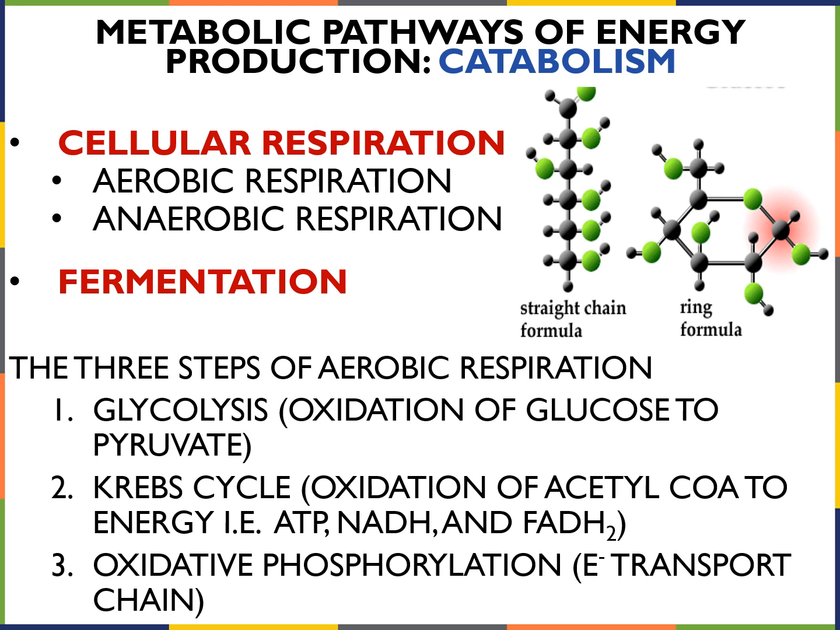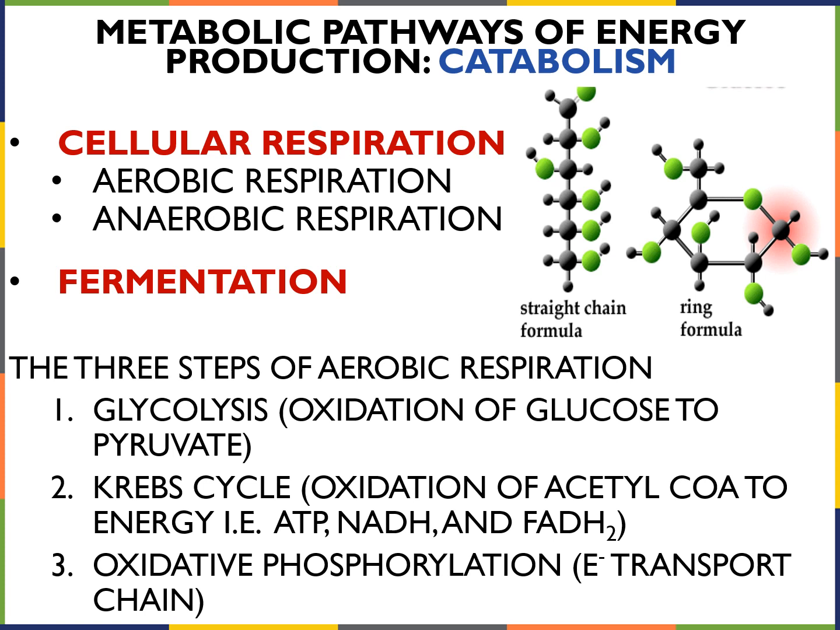Now in the upper right hand corner you see glucose. Glucose naturally exists in two forms. About 50% of the time glucose exists as a straight chain form. The other 50% of the time glucose exists in a ring form. And these two are at chemical equilibrium with each other, meaning in nature they can easily convert back and forth between one form and the other. And this is important because only the straight chain form of glucose can enter into glycolysis.